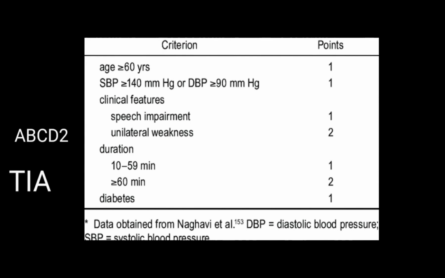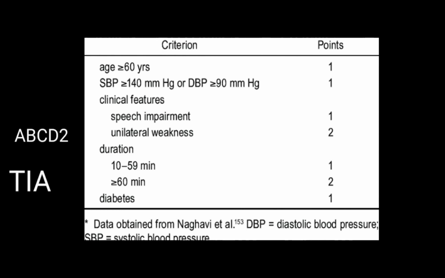Studying the important topics of the medicine. First is ABCD2 criteria. ABCD2 criteria is linked with the transient ischemic attack and it predicts the risk of further stroke episodes in an individual.